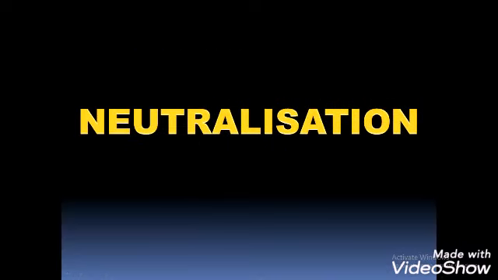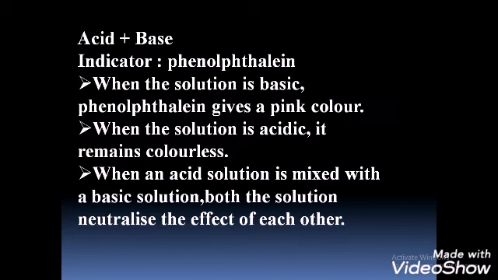Now we can move to another topic, our last topic, neutralization. What do you mean by neutralization? We have learned that acids turn blue litmus red and bases turn red litmus blue. Let us see what happens when an acid is mixed with a base. Okay, we are going to use an indicator you have not used so far. It is called phenolphthalein.